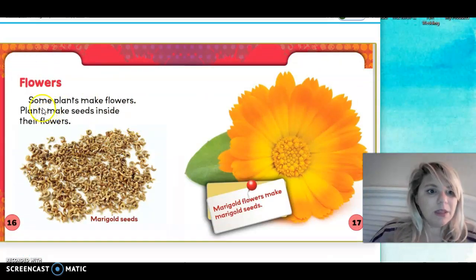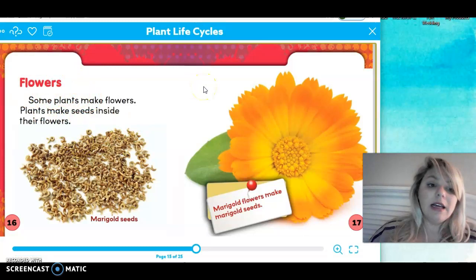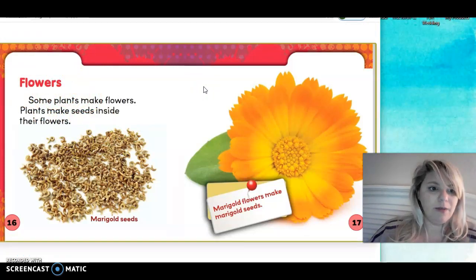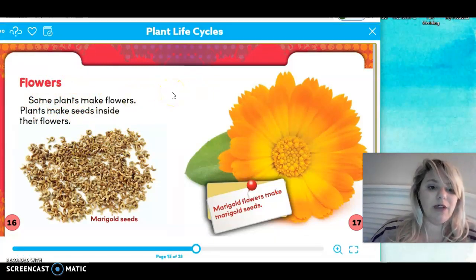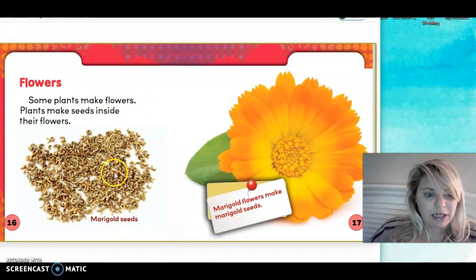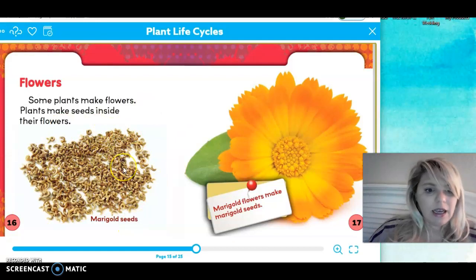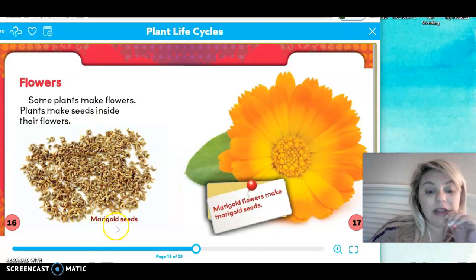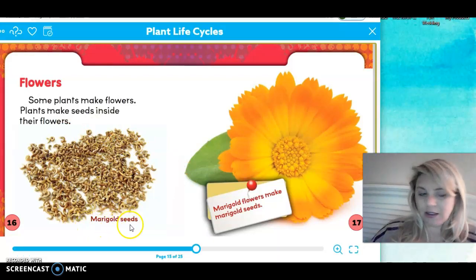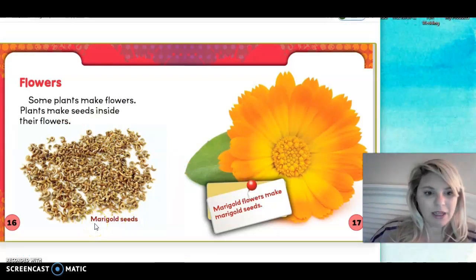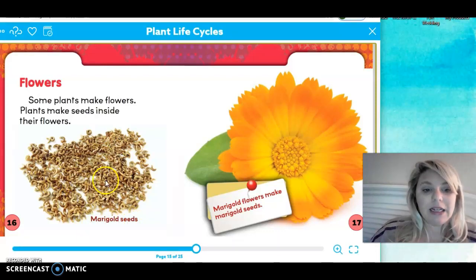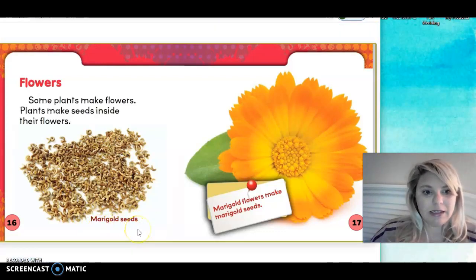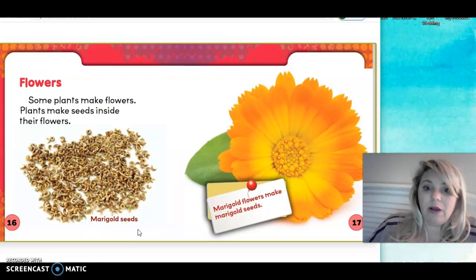Flowers. That's the title for this section. Some plants make flowers. Plants make seeds inside their flowers. Ooh, so we have a whole bunch of little seeds here. These look like a different kind of seeds. Now, since we have a photograph, which is a text feature, and we have another text feature, does anyone remember what this is called? Remember, a caption. So this tells me what kind of seeds. They're marigold seeds. So captions can help us know what things are, if there's a picture or photograph.